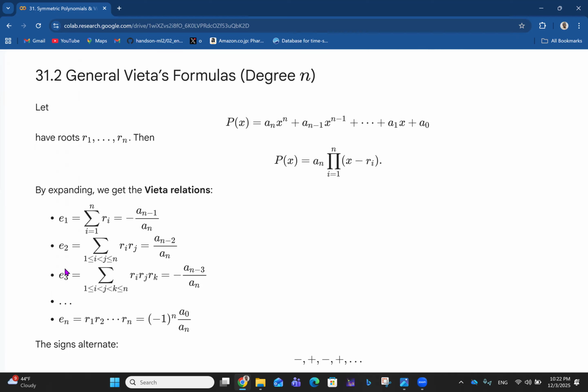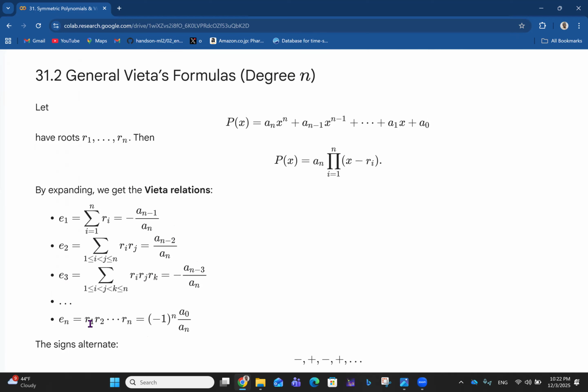But in this case now, we have E2, which is the sum of rirj. That equals a_(n-2) over a_n. E3 is the summation of all rirjrk, which is minus a_(n-3) over a_n. So you see, it's following a pattern. We have minus a_(n-1) over a_n. Next, we have a_(n-2) over a_n. Then the signs are alternating, minus, plus, minus. For E3, we have a_(n-3) over a_n.